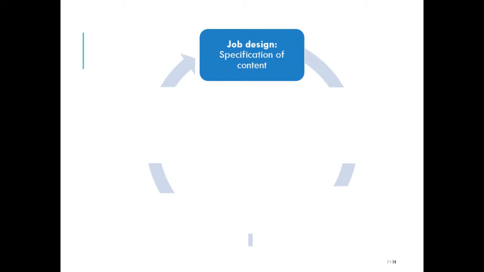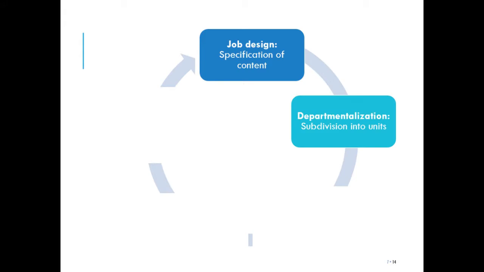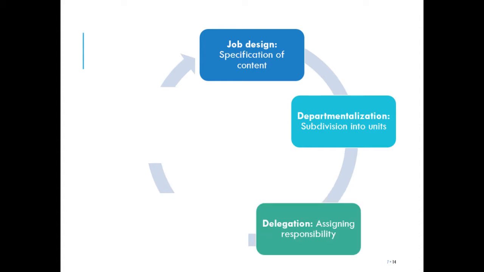There are 5 major considerations to understand organizational structure in organizations, and these 5 major considerations start with job design, or a specification of the content of the different activities organized in the organization. The second one is departmentalization, or the subdivision into specific units. The third one is delegation and assigning responsibility.